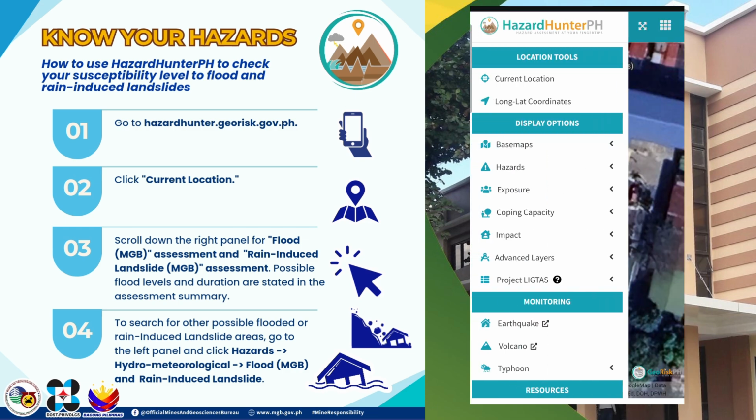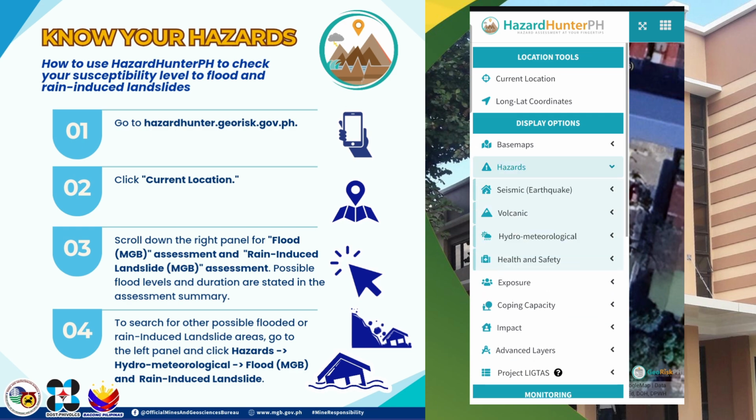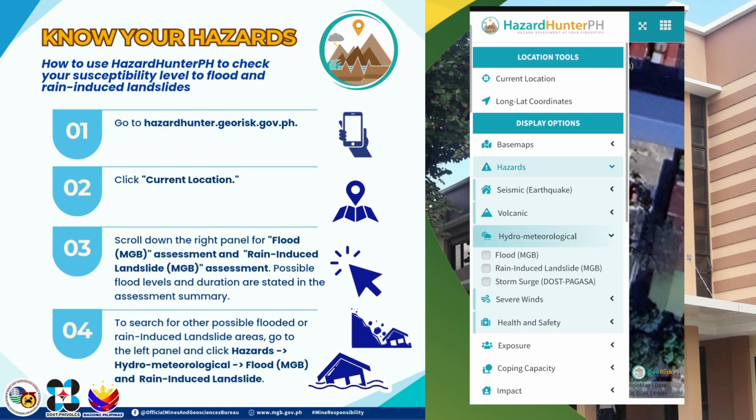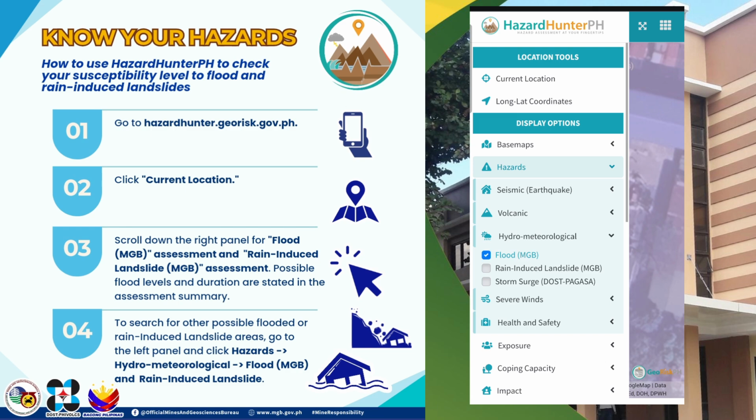4. To search for other possible flooded areas, go to the left panel and click Hazards, then click Hydrometeorological, then click Flood MGB or Rain-Induced Landslide MGB.